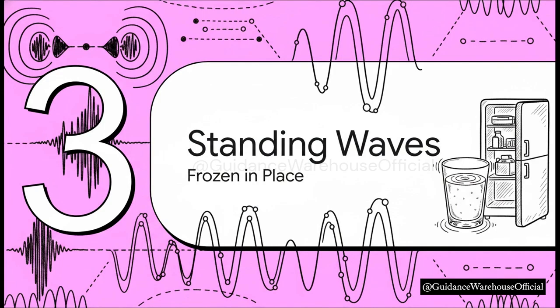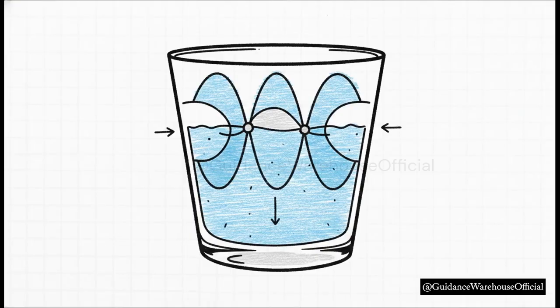All right, Part 3, standing waves and resonance. Let's transition from traveling sound waves in a room to waves that don't seem to travel at all. Think back to that glass of milk vibrating in your refrigerator. The ripples on that milk are what we call standing waves. They oscillate up and down, but they don't appear to move across the surface.